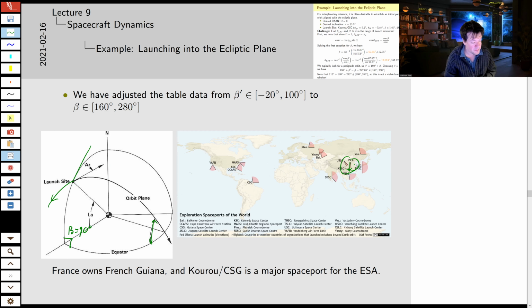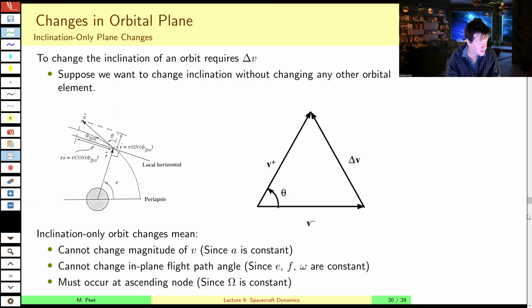Okay, so at this point I will stop and come back next time to what happens if you launch into the wrong orbital plane, or you just want to make an orbital plane change for some reason or another. Again, only 9 slides on that, so hopefully it should be done rather quickly.